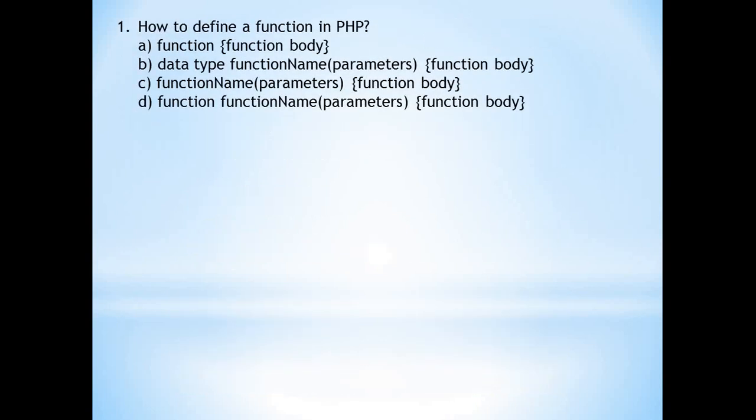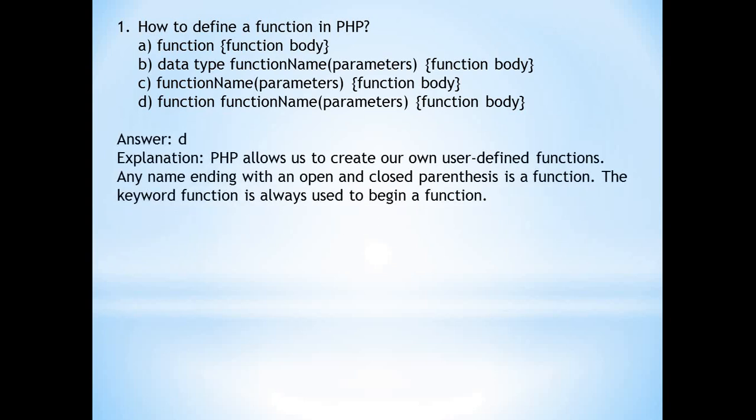First question is how to define a function in PHP. Answer is D. First function keyword, then name of the function, and brackets parameters, in curly brackets body of the function.